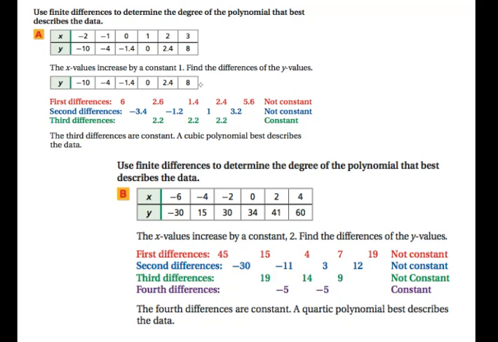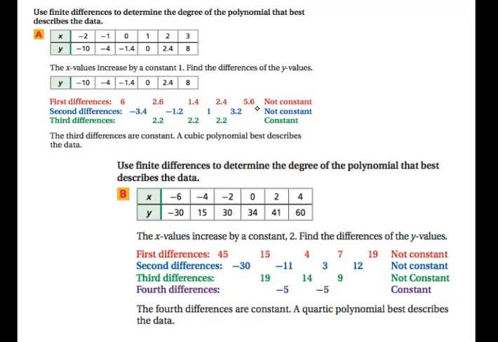And the first set of differences, so basically you can start at the end and subtract the previous. So 8 minus 2.4 is 5.6. 2.4 minus 0 is 2.4. 0 minus a negative 1.4, two negatives make a positive, 1.4, and so on. So you get this first set of differences. These are not relatively constant, so this would not be linear.